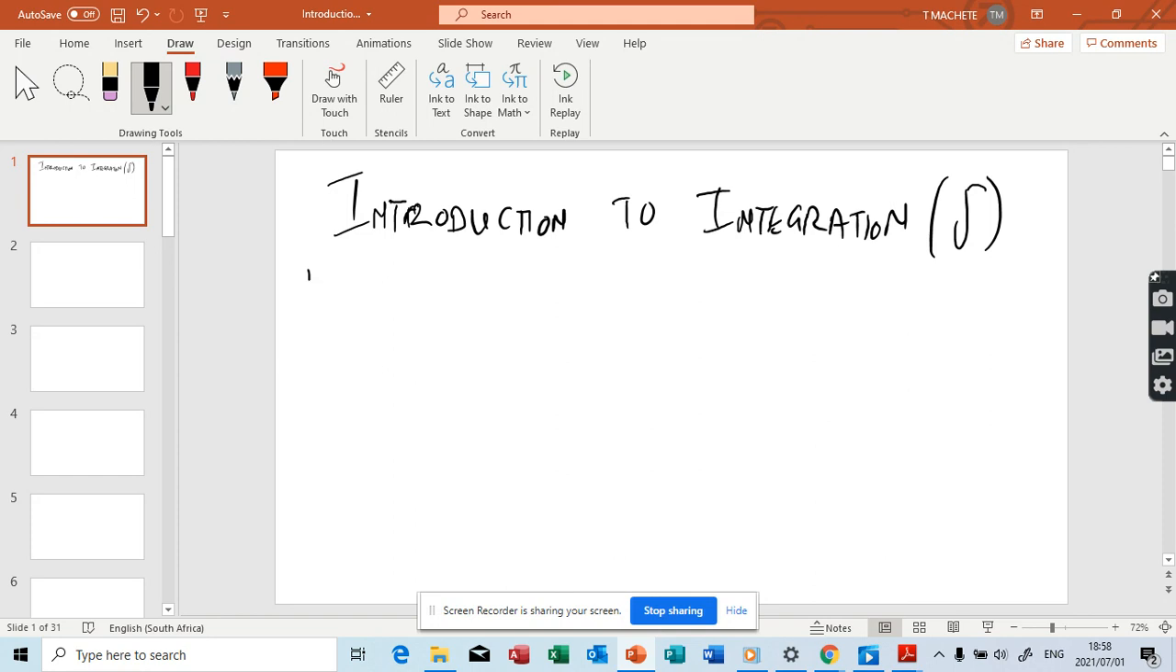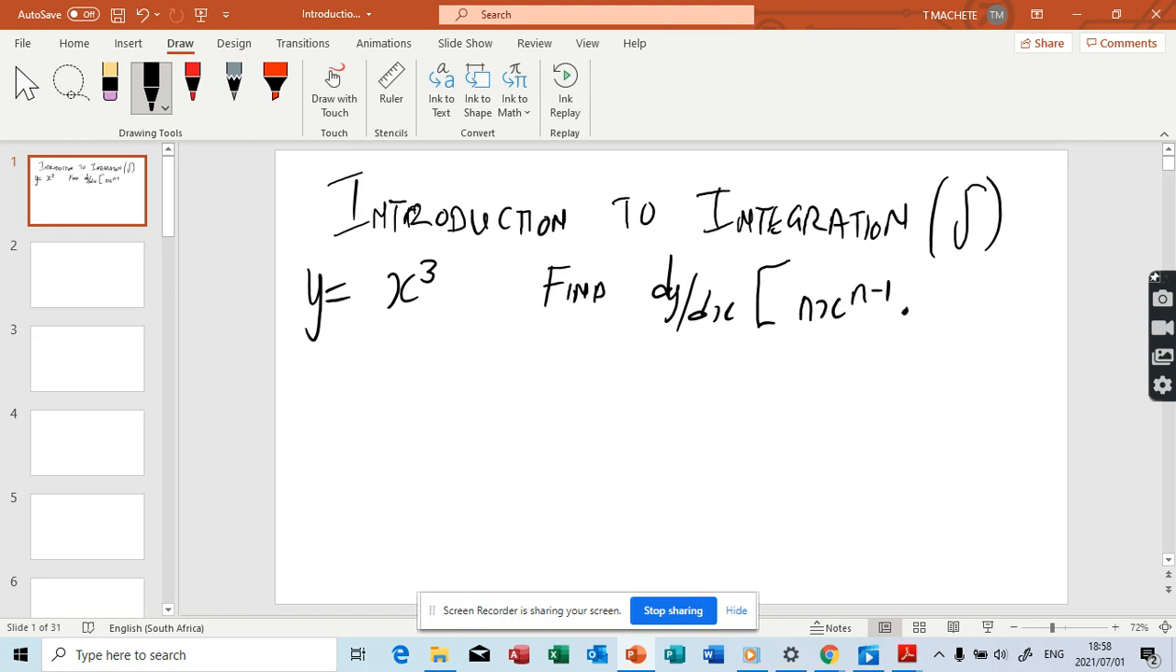Let's say, for instance, I'll just start with differentiation. I'll just show you the relationship between integration and differentiation. So let's say you are given x cubed. They say find dy over dx. So we all know that when you differentiate, this is the formula for differentiation: nx to the power n minus 1.